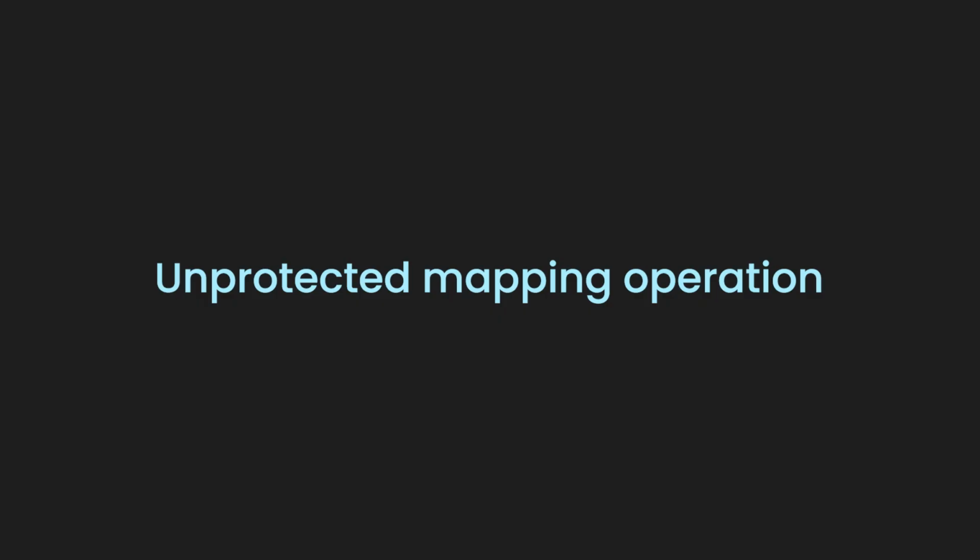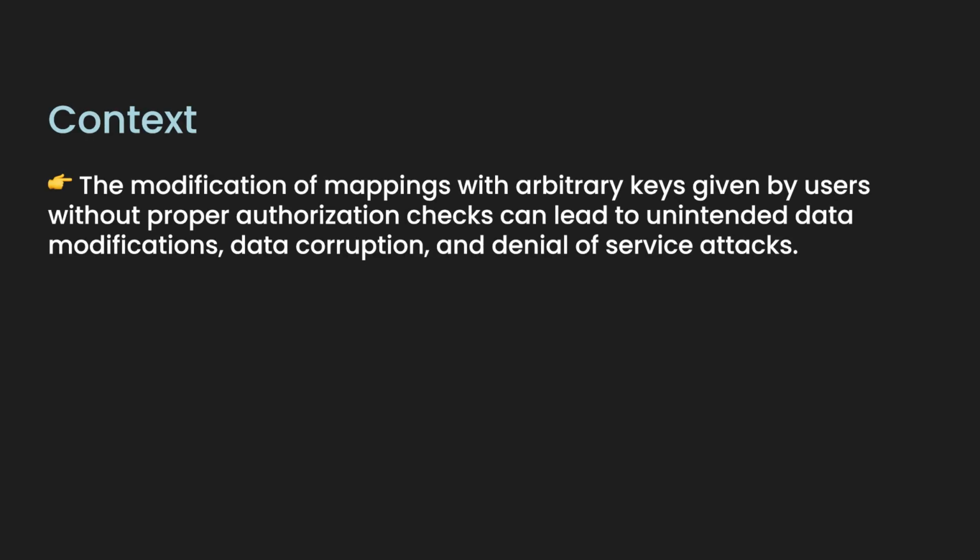Today, we'll explore a detection class known as Unprotected Mapping Operation. The unprotected mapping operation issue occurs when mappings are modified with arbitrary keys given by users without proper authorization checks. This can lead to unintended data modifications, data corruption, and even denial of service attacks if a malicious user enters an arbitrary large number of entries.